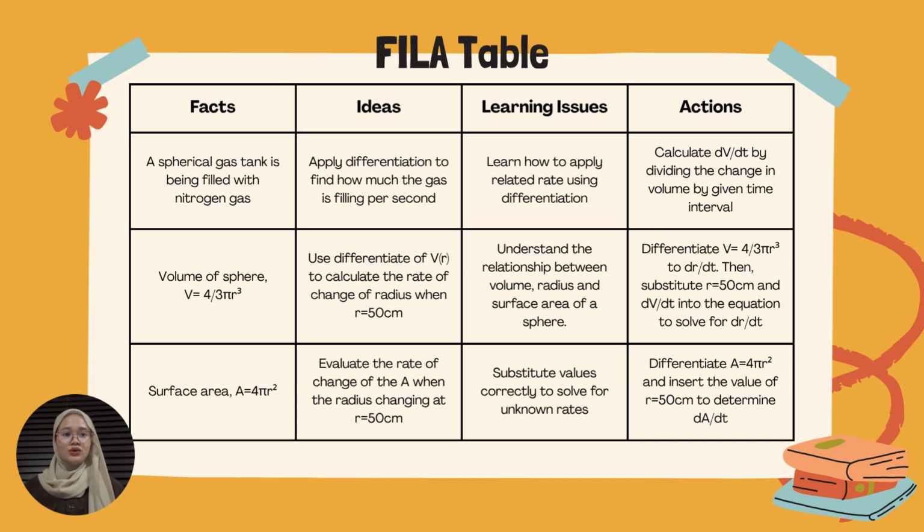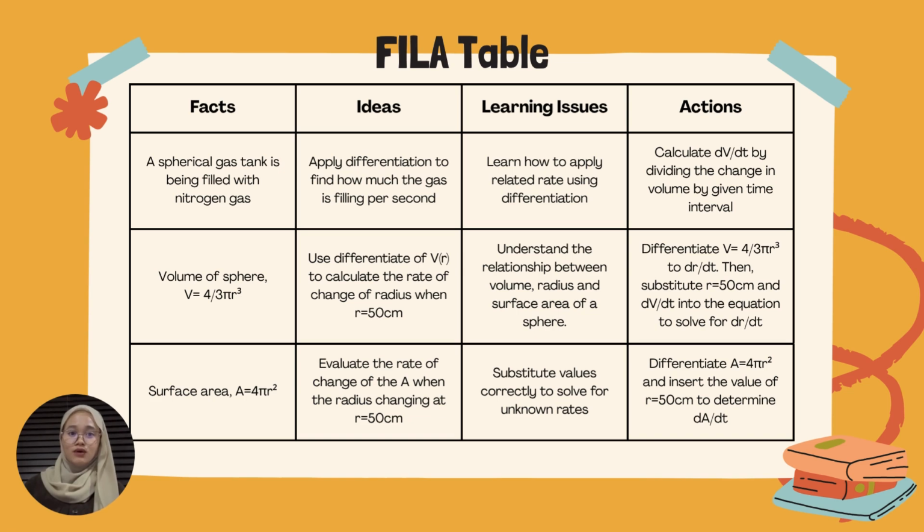Learning issue for this fact is to understand the relationship between volume, radius, and surface area of the sphere. The action that we do is differentiate V equals 4 over 3 pi r to the power of 3 to get dr over dt. Then we substitute r equals 50 cm and dV over dt into the equation to solve for dr over dt.